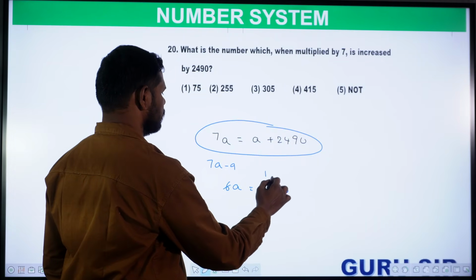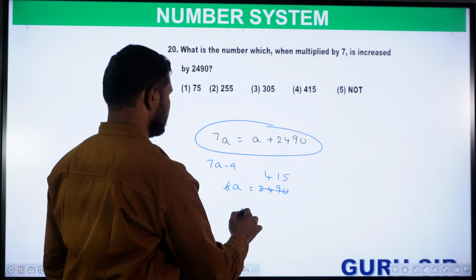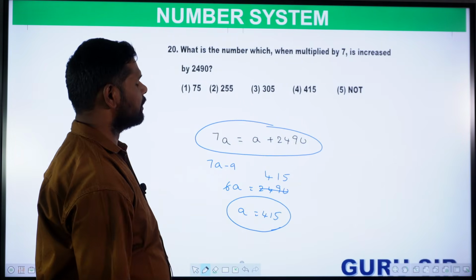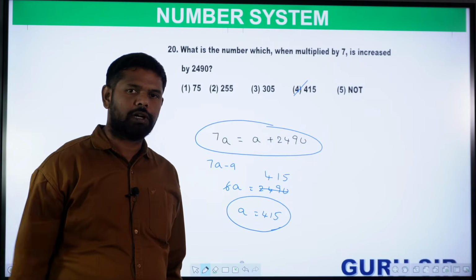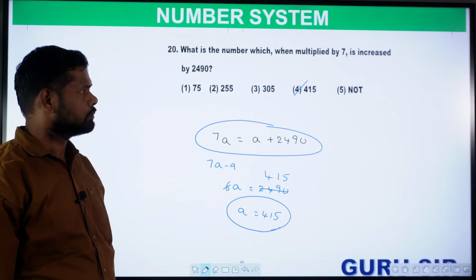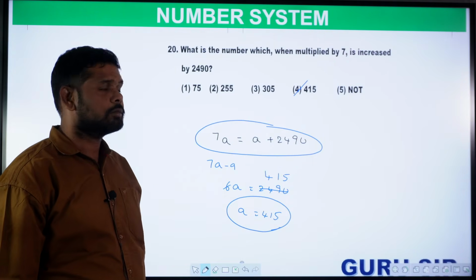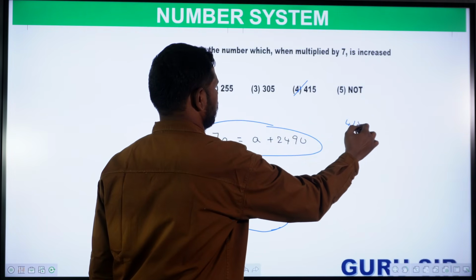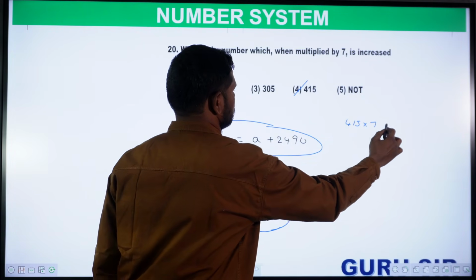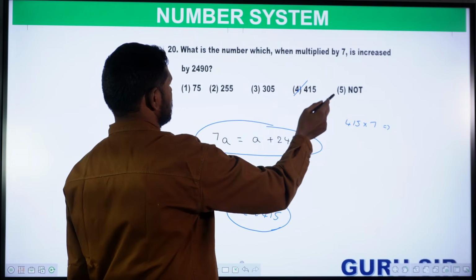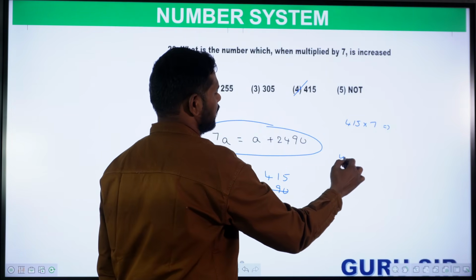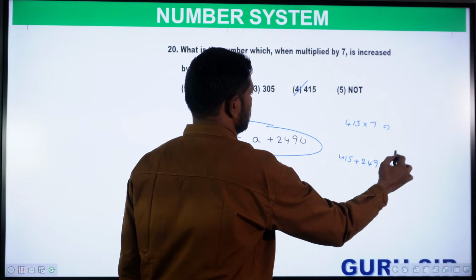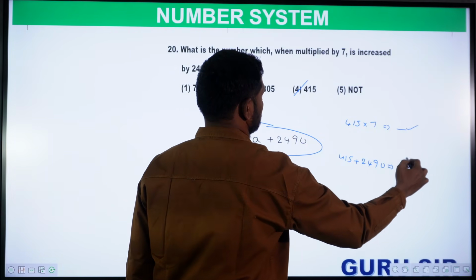6 into 6 4s, 6 1s, 5s. What is that A value? They are asking what the number is. 415. That's it, simple. Otherwise, take the options. 415 into 7, we are getting a value. Suppose that is increased by 415 plus 2490. These two are the same. That is the correct answer.